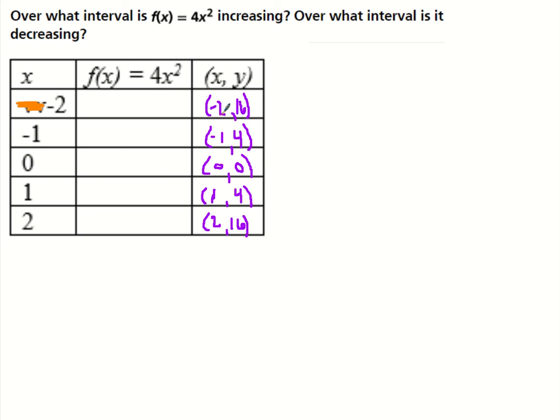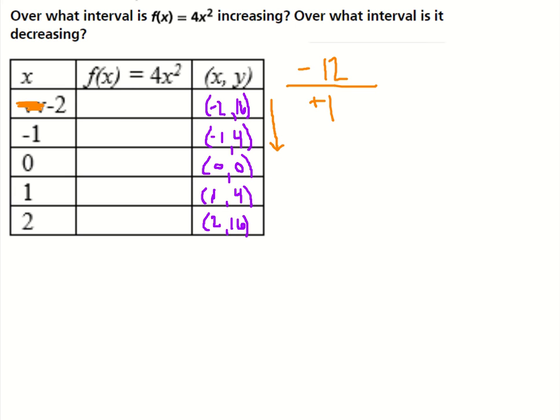As my x goes up, so my x's are counting up. If I go from -2 to -1, I'm really going up 1. That's my change in x. My change in y, though, I go down, and I go down 12. So this is an interval in which it's decreasing. My y values are going down as my x values are going up. But then here at 0, 0, it changes. So right now we're decreasing all the way to here.